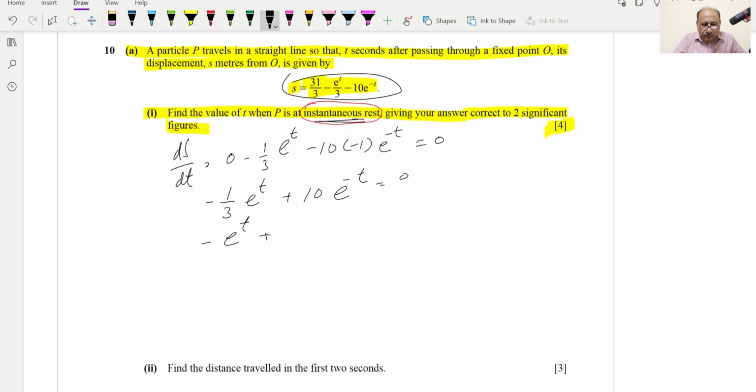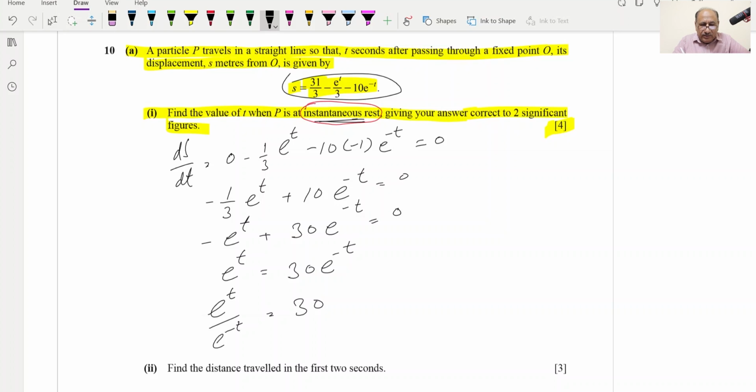So 1 by 3 will be cancelled with 3, and 10 multiplied by 3 will be 30. e raised to the power minus t is equal to 0. Further we can shift this e raised to the power to the other side, so e raised to t is equal to 30 e raised to the power minus t. And we can shift this e raised to t to the other side, so it will be e raised to t over e raised to minus t is equal to 30.